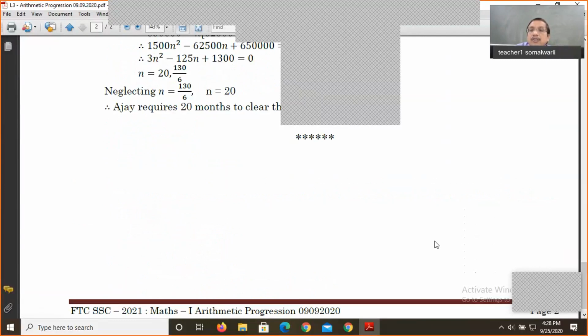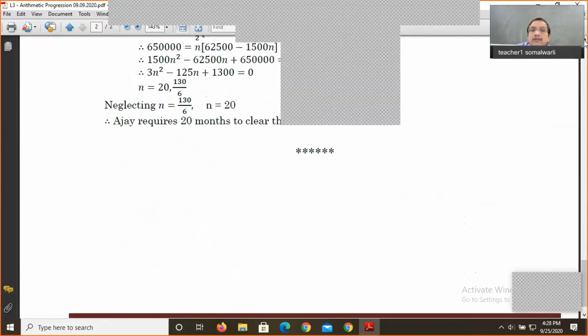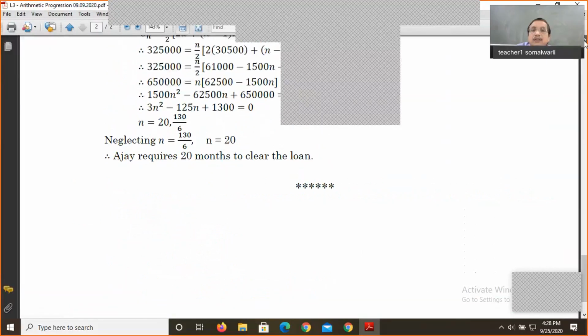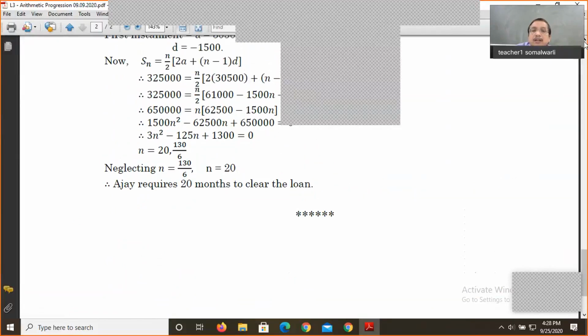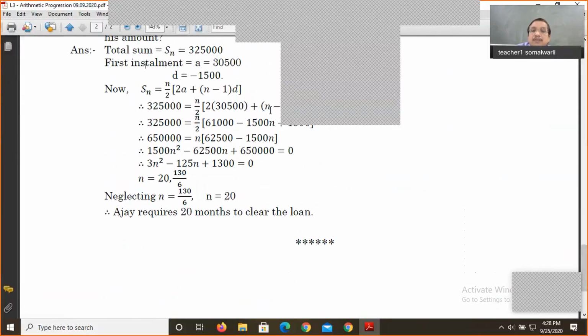Okay. So what will we get after simplifying? Just go on simplifying. We will get a quadratic equation, and that quadratic equation is 1500 n square minus 62,500 n plus 6,50,000 is equal to 0. So for making it simple, just divide by the maximum possible factor. Dividing by 500, it gives 3n square minus 125n plus 1300 is equal to 0.